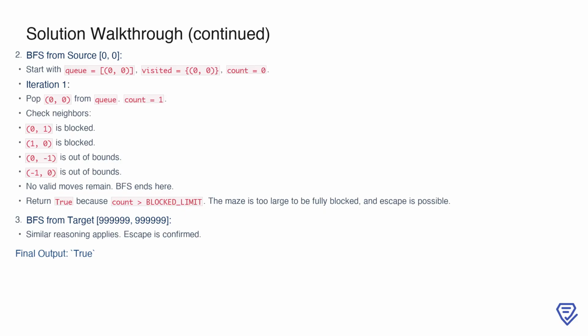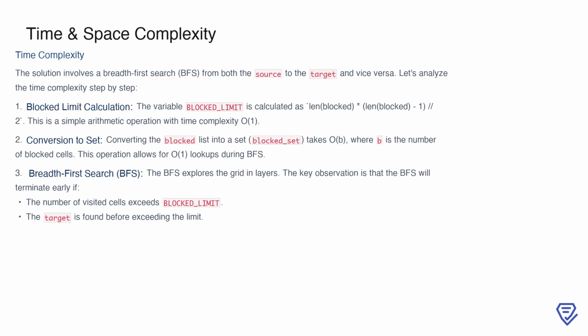To analyze the time complexity of our solution, we begin with the breadth-first search, or BFS, which is carried out from both the source to the target and vice versa. First, we calculate the blocked_limit. This value is derived as the number of blocked cells, multiplied by 1 less than that number, divided by 2. Since this calculation involves simple arithmetic, it has a constant time complexity of O(1).